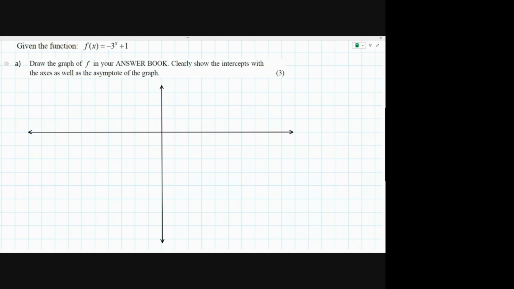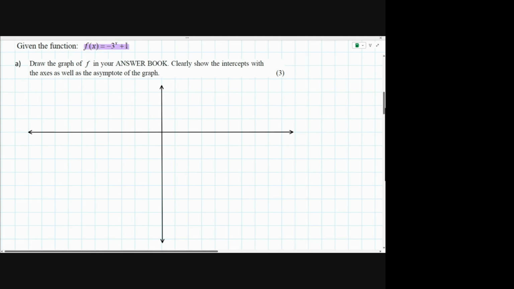Alrighty, so this first question, and this is again from the mock from 2 years ago, or trial exam from 2 years ago, says, draw the graph of f in your answer book. Okay, we don't have an answer book, it's fine, we're just going to use an axis. Clearly show the intercepts with the axes as well as the asymptote of the graph. And the graph they're asking us to draw is this f of x graph at the top there, -3 to the power x plus 1.